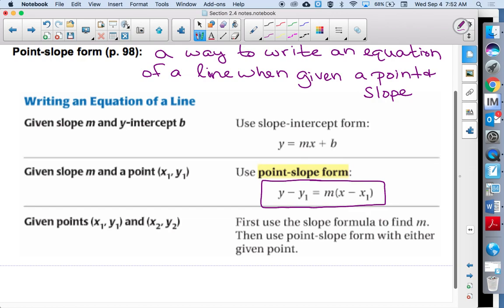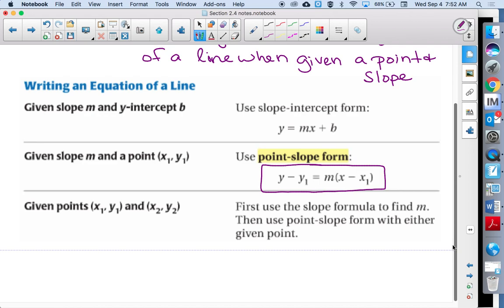And then the last possible option would be if you're given 2 points. So these are 3 different cases of information that we would be given. If you're given 2 points, it says first use the slope formula to find the slope. So when I have 2 ordered pairs, we need to find the slope first. And then after we find the slope, we can use point-slope form with either point in order to get the equation of a line.